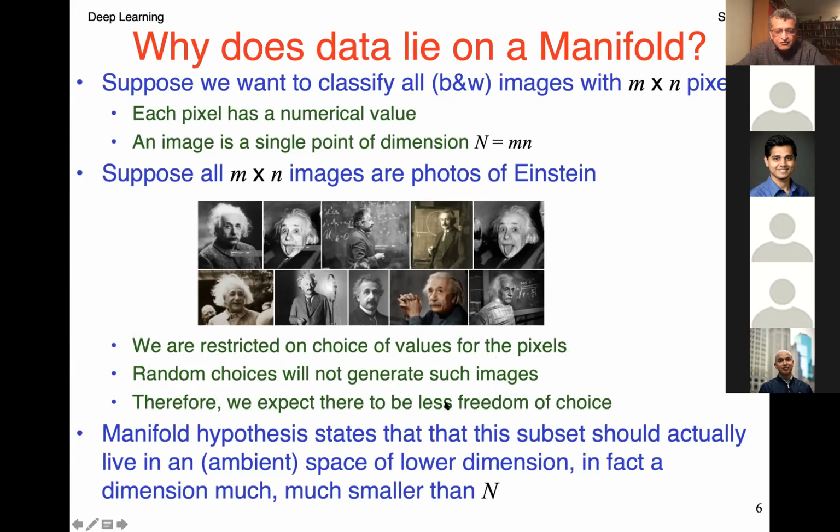at all. The manifold hypothesis states that this subset should actually live in an ambient space, that is the n-dimensional space, but it should live on a space of lower dimension. So it is like a surface in this higher dimensional space. If you're talking about going from a million to maybe 100 dimensional space, it is some kind of a manifold of 100 dimensions, and all of them live on that. Every one of those Einstein pictures is on that, in fact, in a dimension much, much smaller than n. So the points are going to be here.